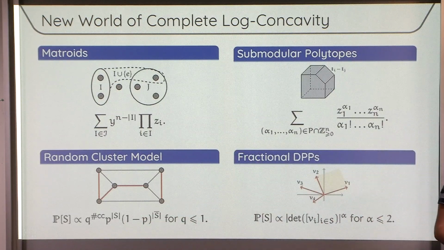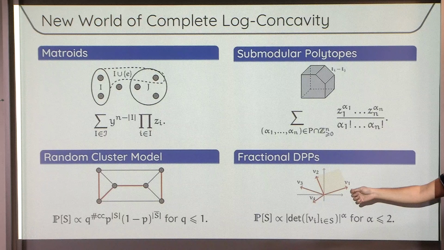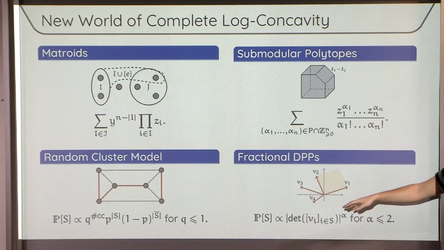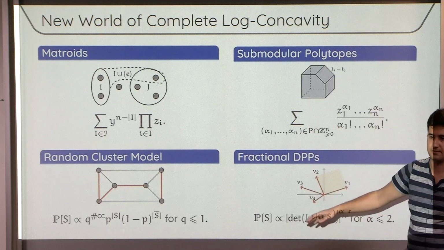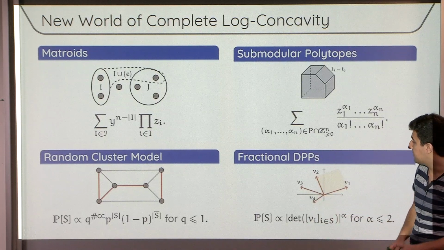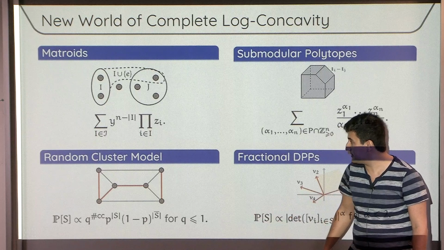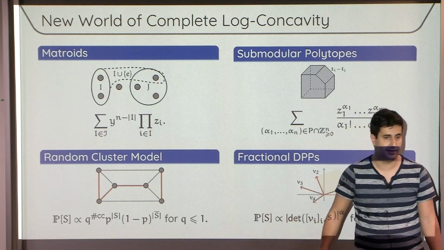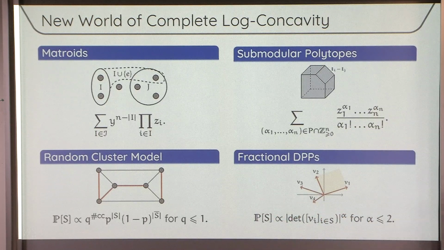So you can think of this: sample edges independently of each other, each with probability p, and at the end, multiply the probability by q to the number of connected components. Okay? So there is an analogous thing for general matroids. I'm not going to mention it. But you can actually show that this thing for q between 0 and 1 also satisfies complete log-concavity.